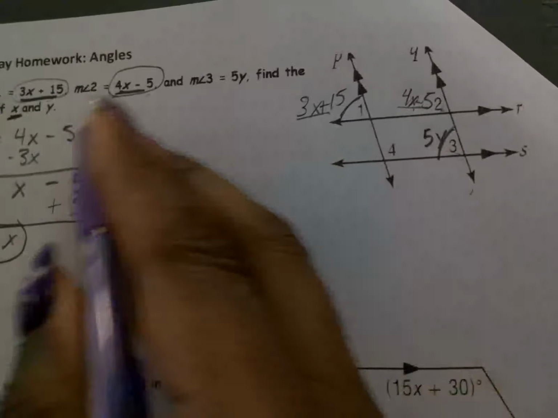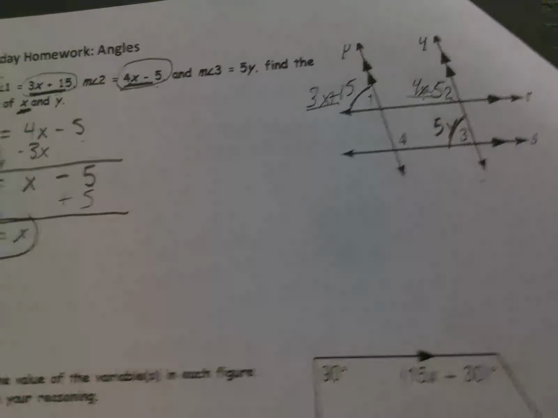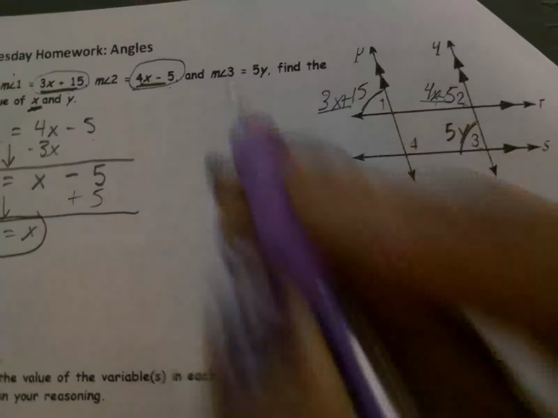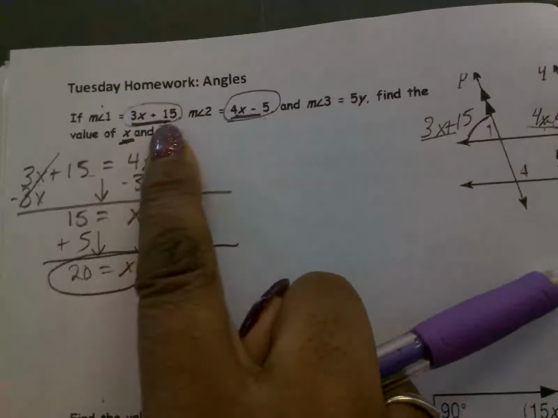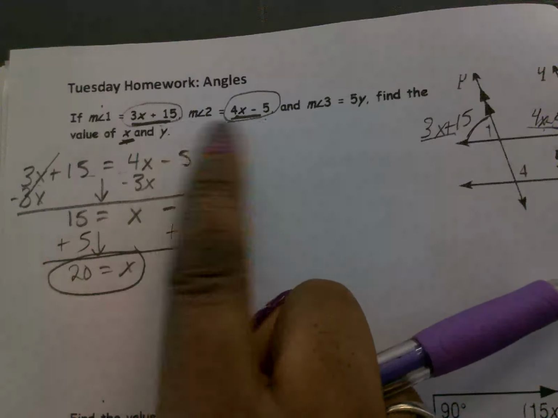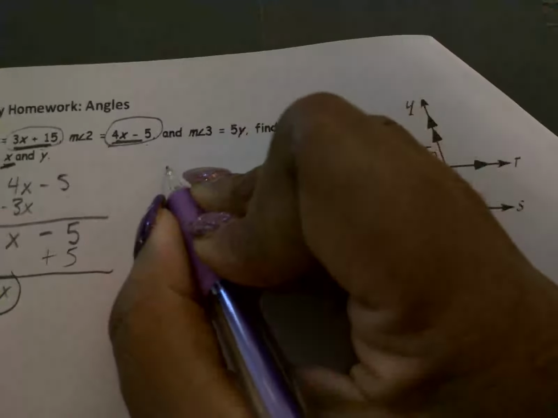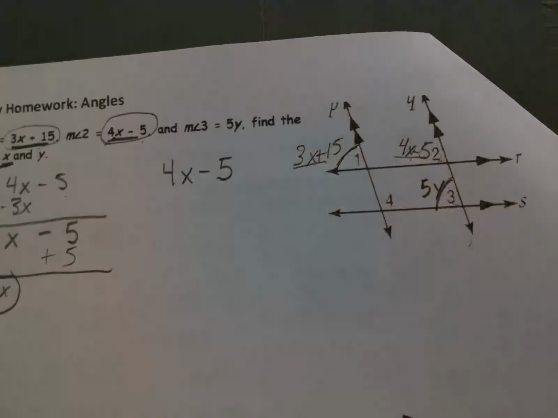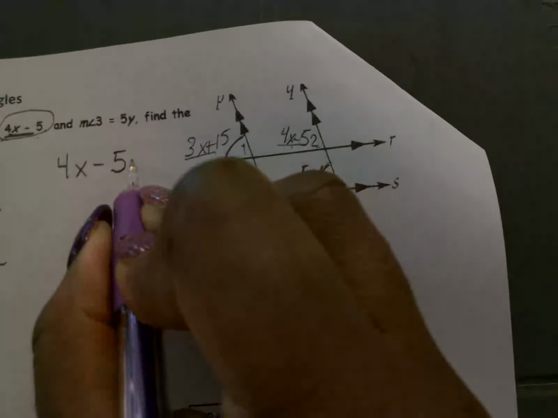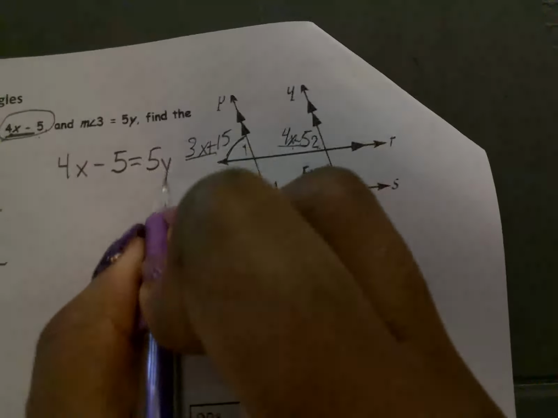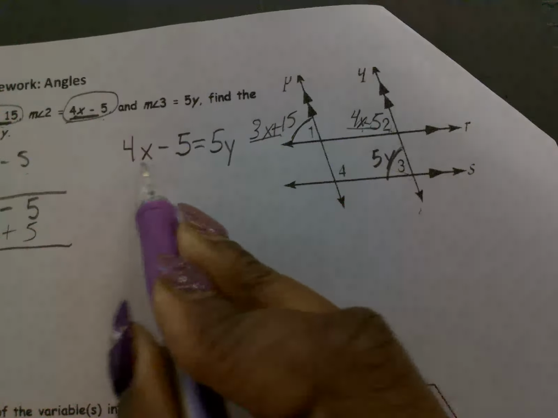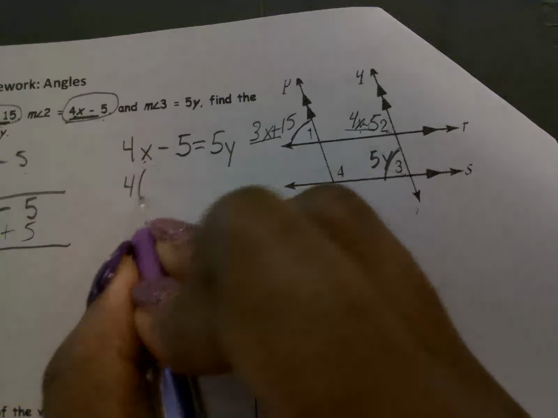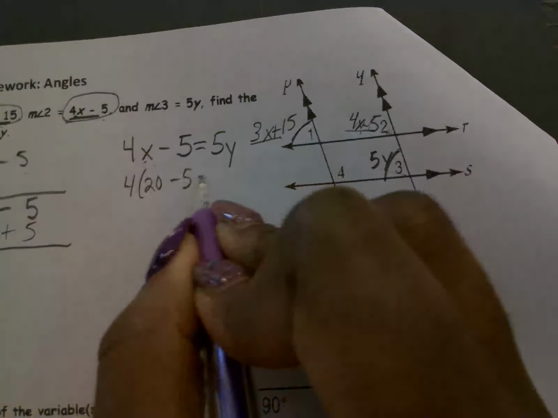So what I'm going to do is pick the easiest equation and find the answer to that, and then set it equal to that. So which one of these equations do you feel like is going to be the easiest to substitute? The second one. Okay, so let's rewrite the second one. That's 4x minus 5. Remember, they're equal to each other, so I can set it equal to 5y. Well, since I know what x is, I can replace x with 20. So this is 4 times 20 minus 5.